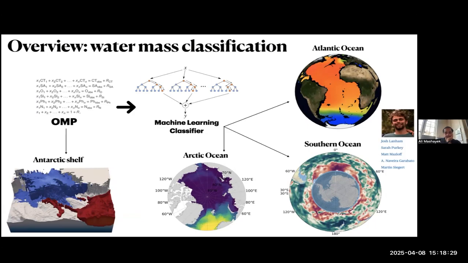So most of what I'm going to present over the next 15 minutes is work that's been led with a PhD student here in Earth Sciences, Josh Lanham, and Josh has been working with Sarah Perky at Scripps Institution of Oceanography, also Matthew Maslow at Scripps, Alberto Navarro Garaboto at the University of Southampton, and Martin Siegert at University of Exeter. And more recently, some part of the work that Josh has been doing, especially in the top right, is work that is also being done with Laura Cimoli, who is an ICCS fellow.